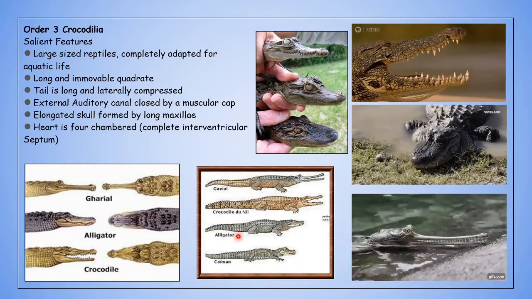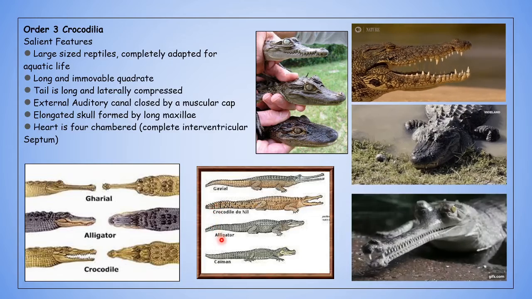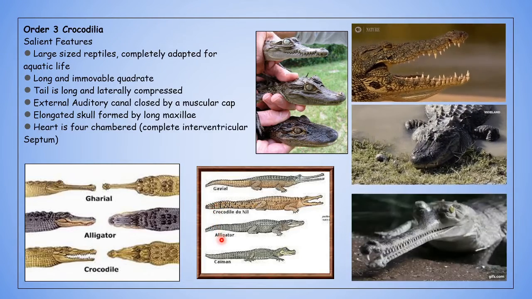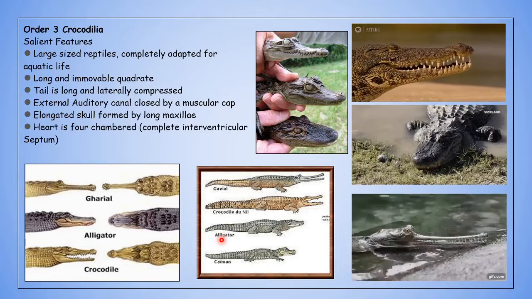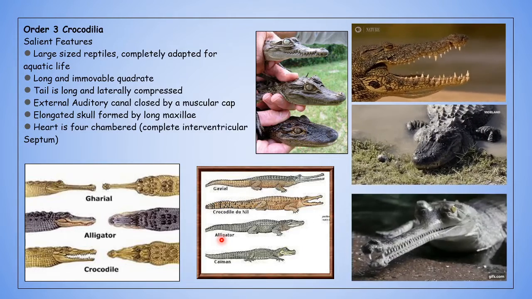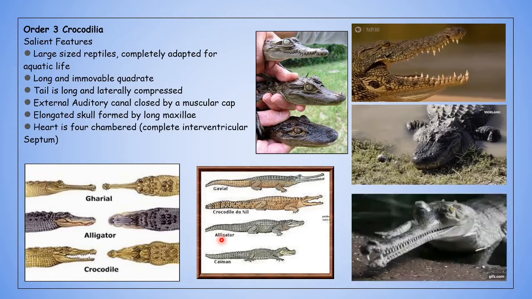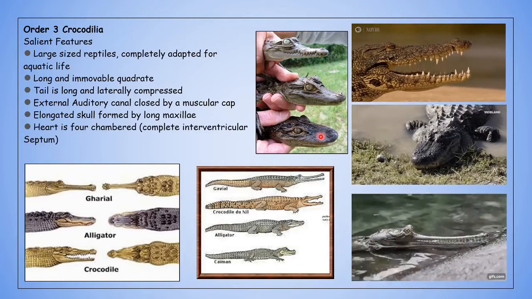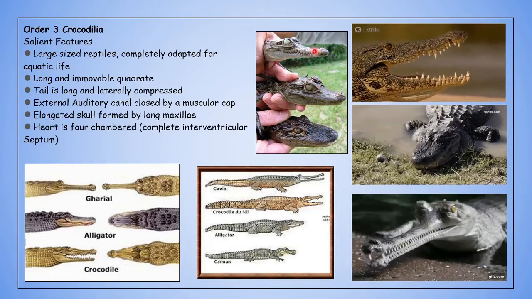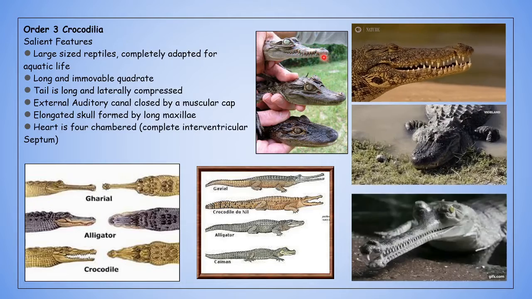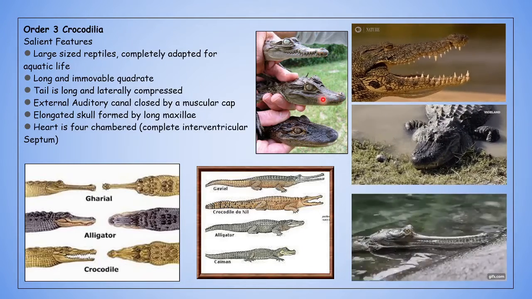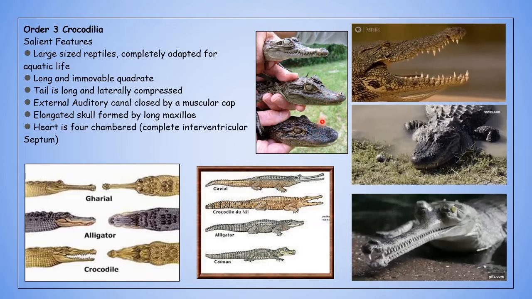It shares the features of both a crocodile and an alligator. Coming to their size, they are much smaller than crocodiles and alligators. And you can also distinguish clearly the snout. So this is the snout of a gharial. This is the snout of a crocodile, and this is the snout of an alligator.